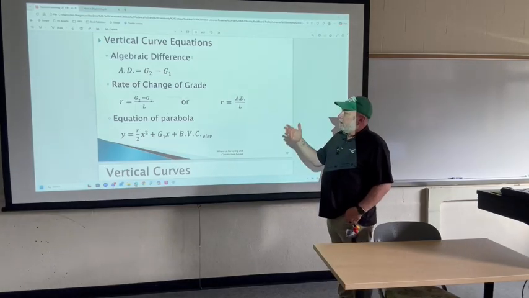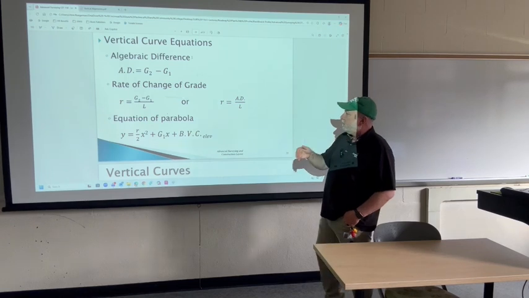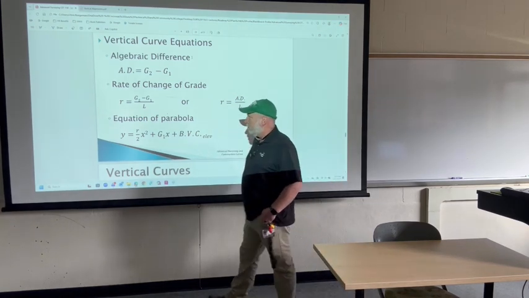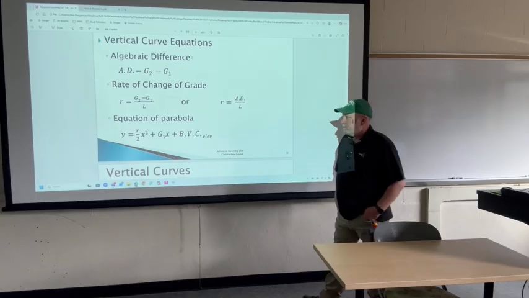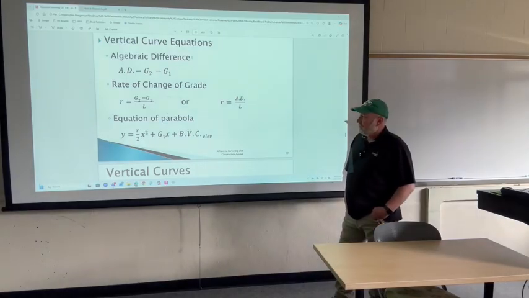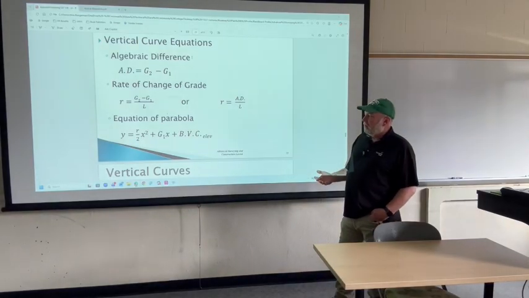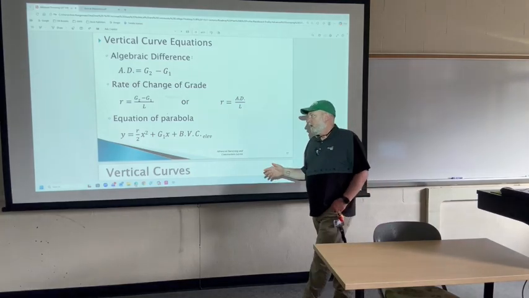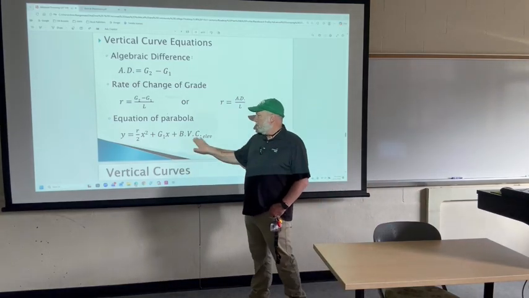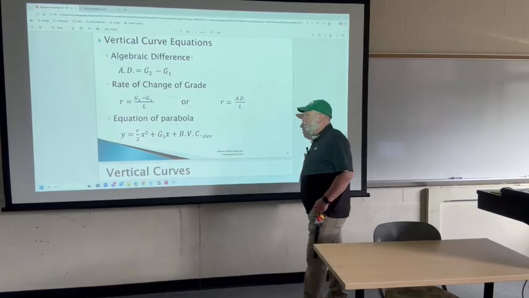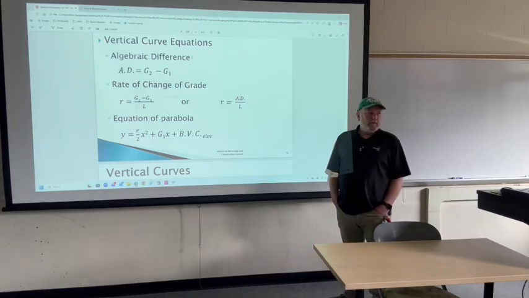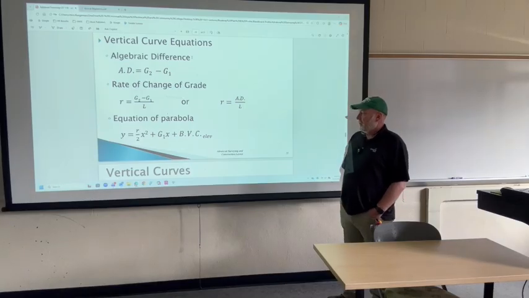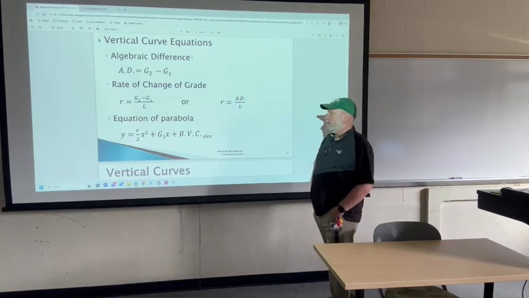The a in the quadratic equation is your rate of change divided by 2. The b is your grade 1. And the c is the elevation of the beginning of the vertical curve.